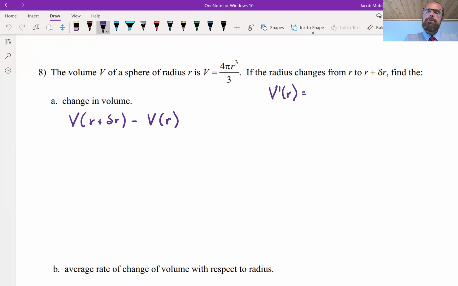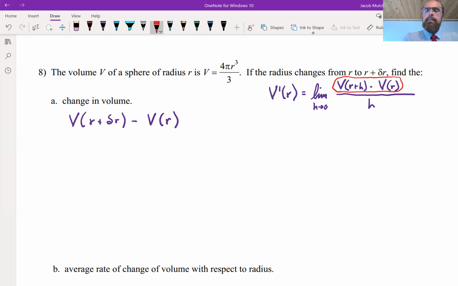So by our definition, that's the limit as h approaches 0 of V of r plus h minus V of r over h. So what we're calculating in part A is really this numerator. And what we'll do in part B and part C is include then the denominator h, and then we'll take the limit in part C.